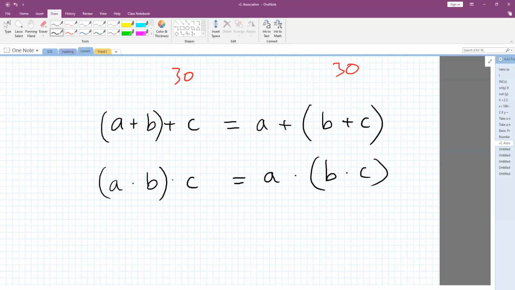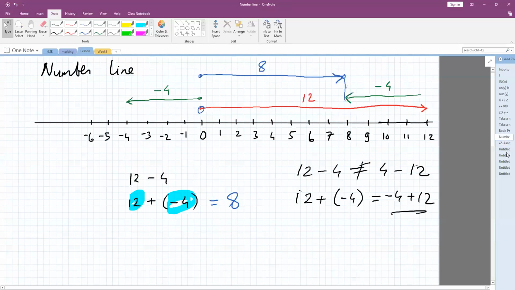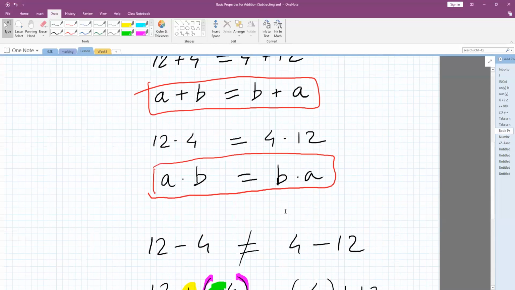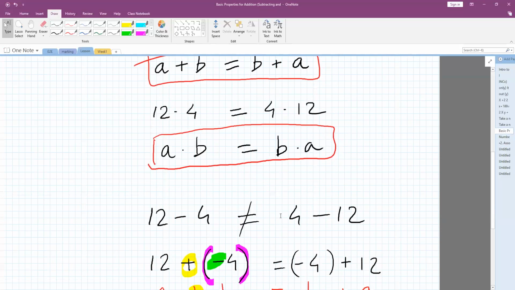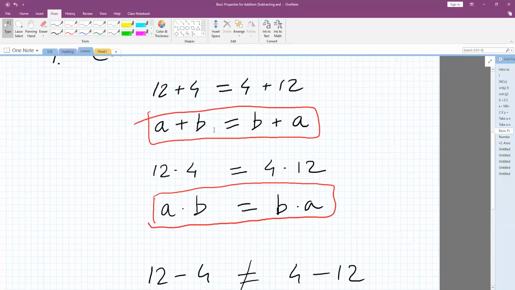So the first property was called commutative. Remember what that one was? Yes. Switching. For example, if you have 4 plus 12, you switch it around to 12 plus 4. Or if you have 12 times 4, you can switch it around to 4 times 12. So when you have A plus B, it is equal to B plus A. Or when you have A times B, it is B times A.